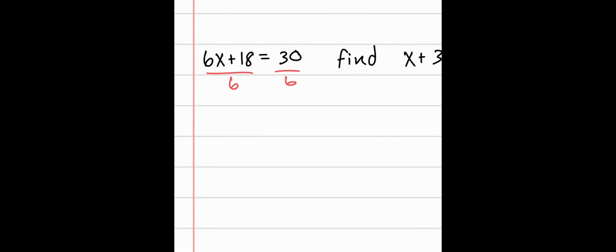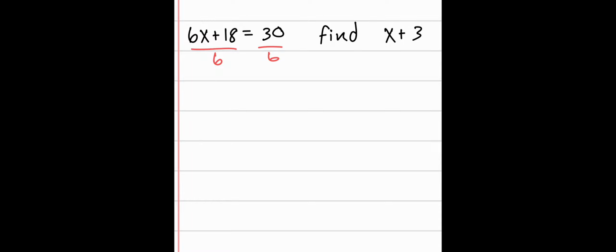Well, what happens is, when you divide all the terms by 6, you end up with 6x divided by 6 is just x, right? Because 6 divided by 6 is 1. 18 divided by 6 is 3. And 30 divided by 6 is 5. So we pretty much one-shot that problem, using one operation, right?